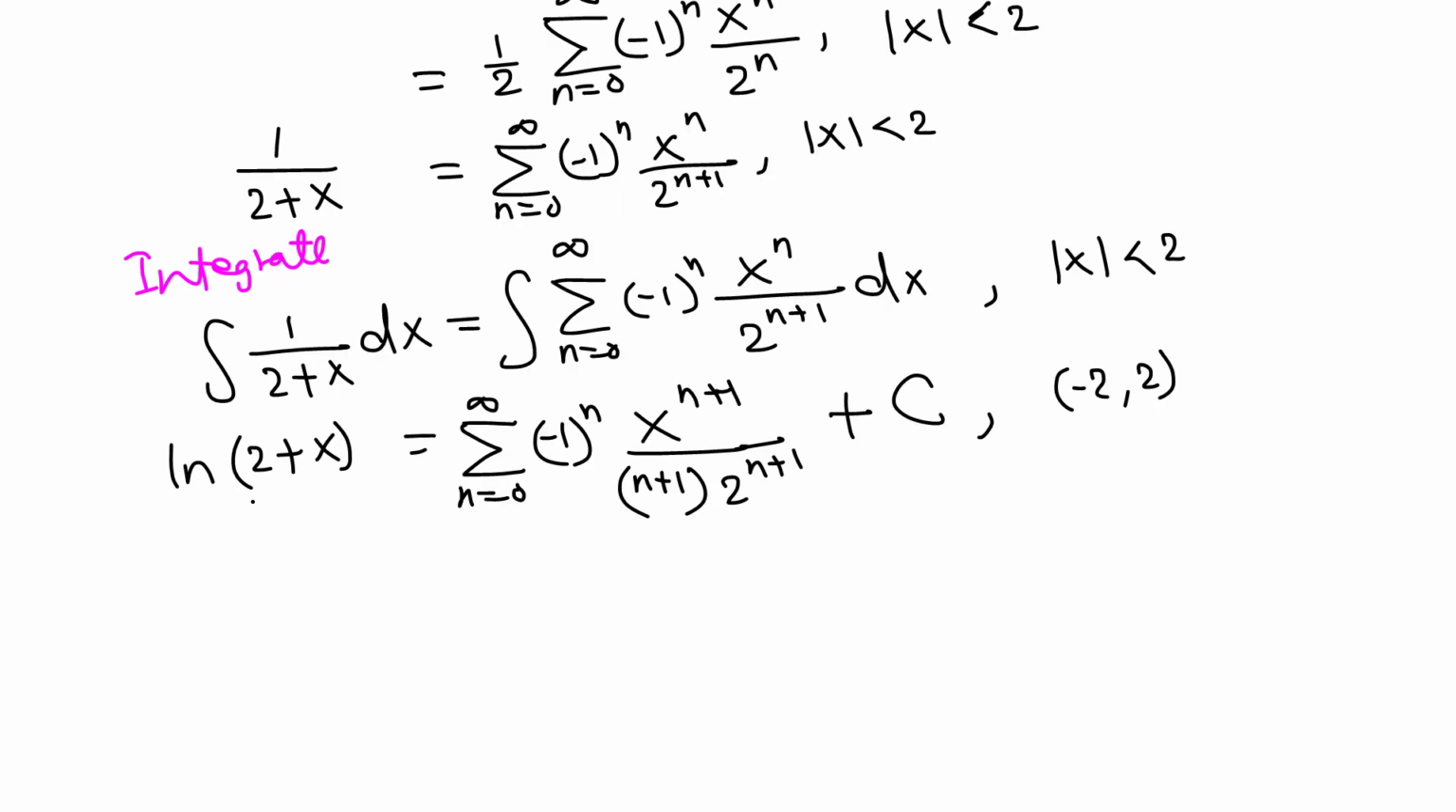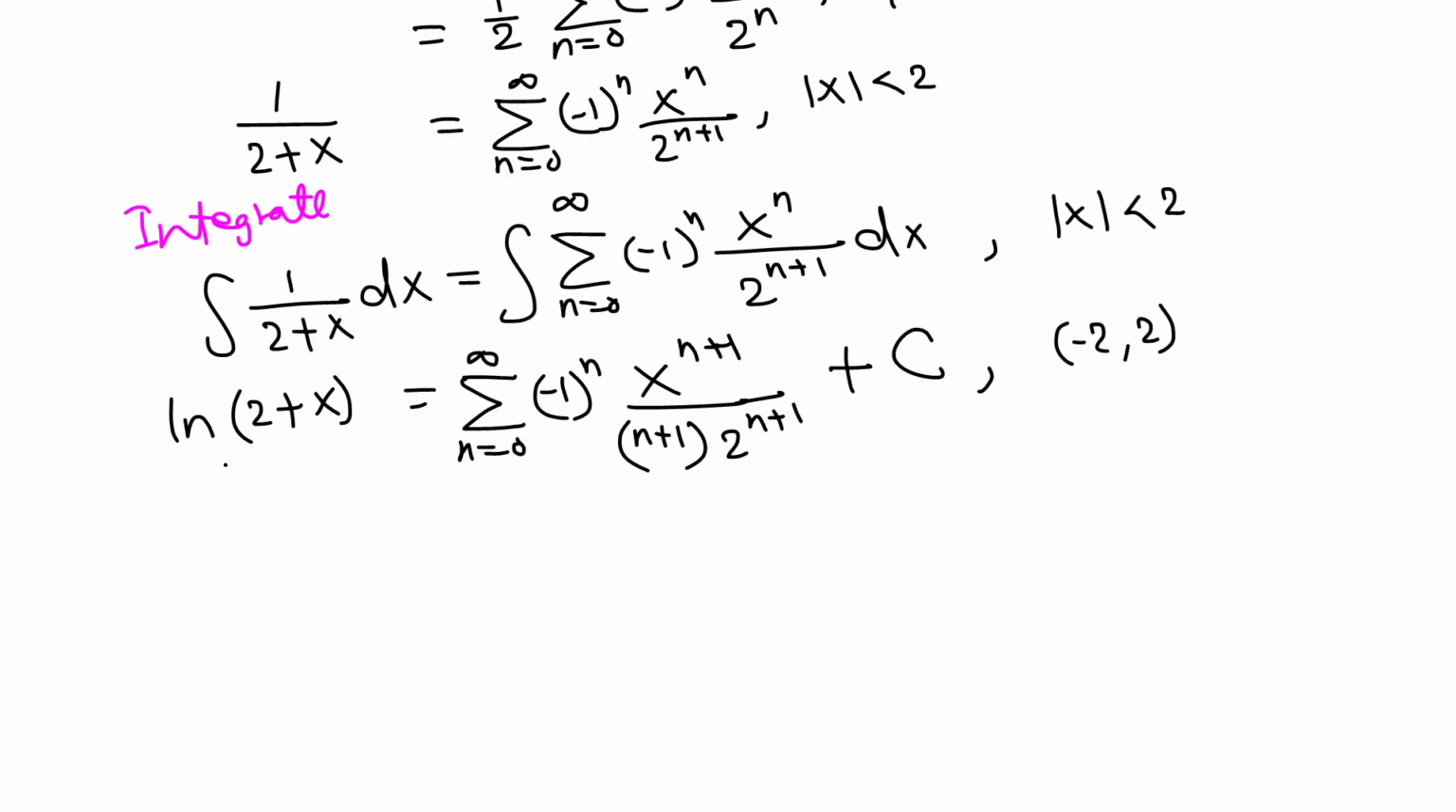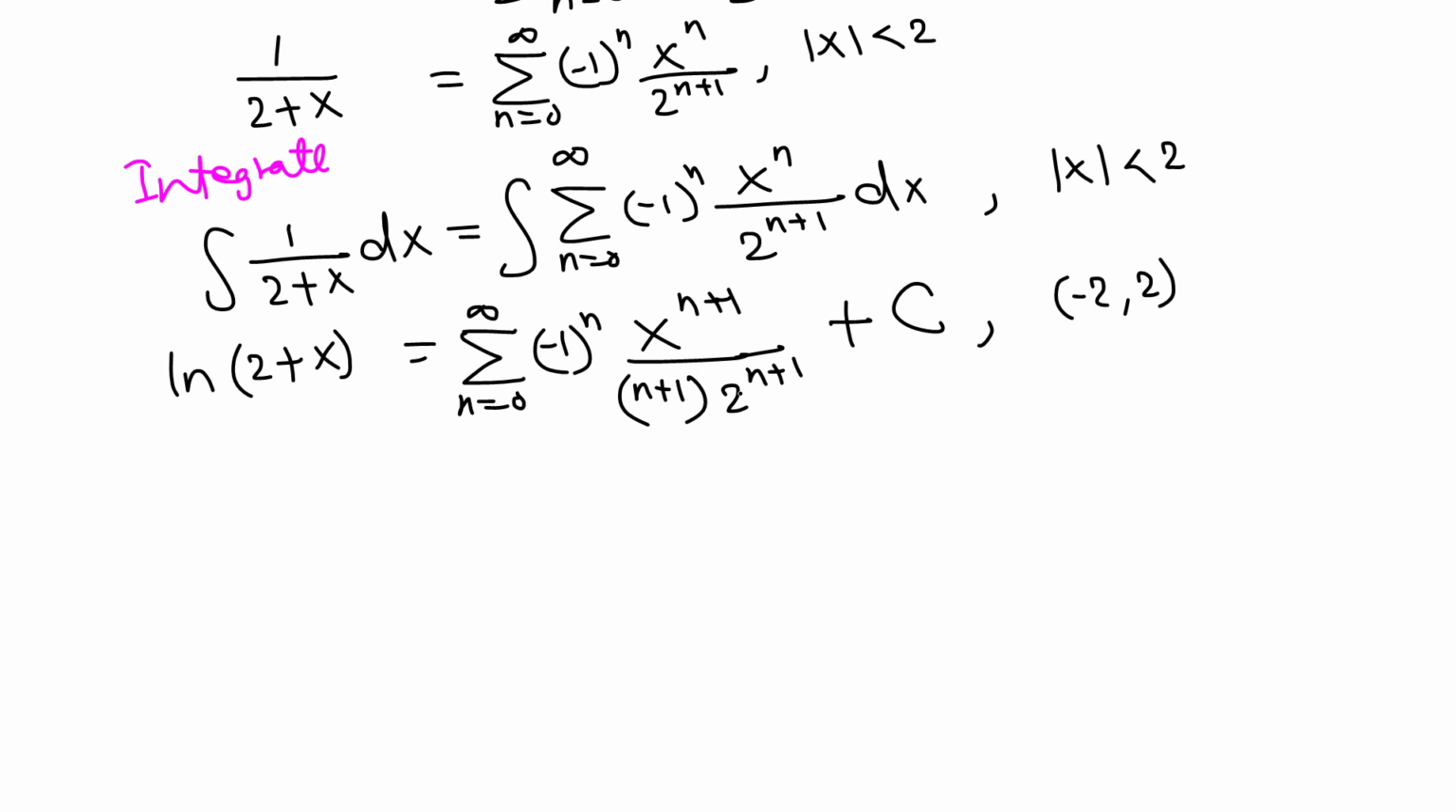Well, we are almost done. We are supposed to find the power series for ln of 2 plus x. Here is a plus c. And this power series is valid inside negative 2 to 2, for any x inside here. To find the value of c, let's take x equals 0. That's the easiest, and that way we can find the value of c.